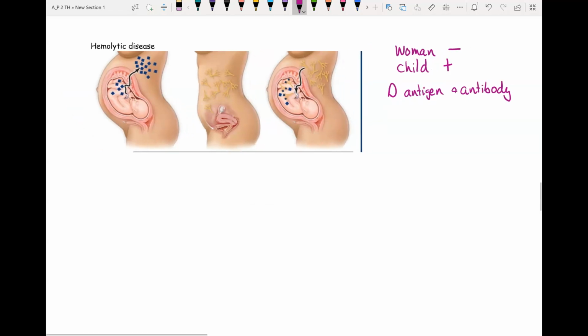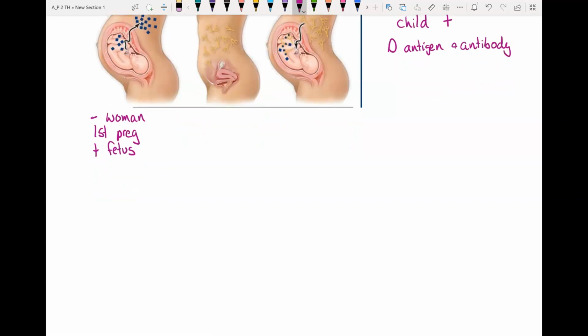Okay, if we look at our pictures here, in the first picture, this woman is pregnant with her first child. This is her first pregnancy. So here we have a negative woman. This is her first pregnancy, and she's carrying a positive fetus. During pregnancy, mother and fetal blood don't mix. The placenta separates them. But during birth, there is some mixing. Fetal blood will leak into the woman.